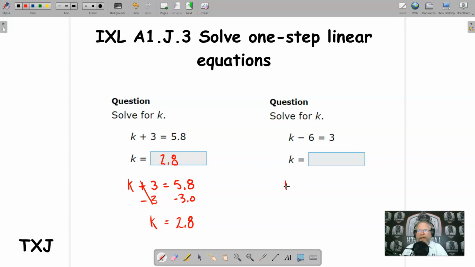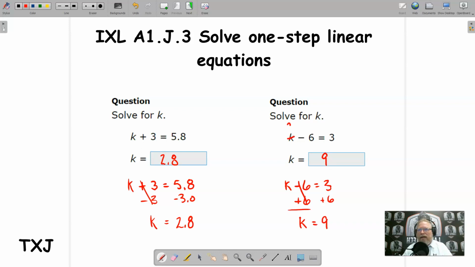On the next one, we have k minus 6 equals 3. Many of you probably think, oh, the answer is 9, because you can figure that one out in your head. But if we go through the process, the k is tied to the 6 through subtraction. The opposite operation is addition. We're going to add the very number we wish to get rid of, and what we do to one side, we're going to do to the other. In this case, the 6's are going to cancel each other out, creating a value of 0 and just leaving us with k. So negative 6 and positive 6 cancel each other out. And then 3 plus 6 is 9, so in this case, k equals 9.